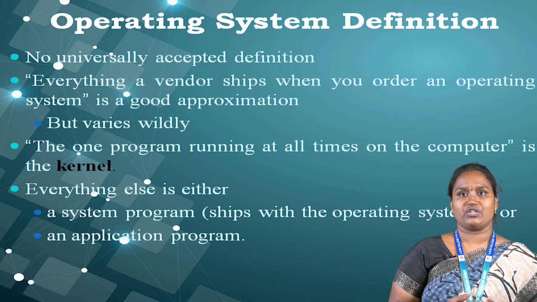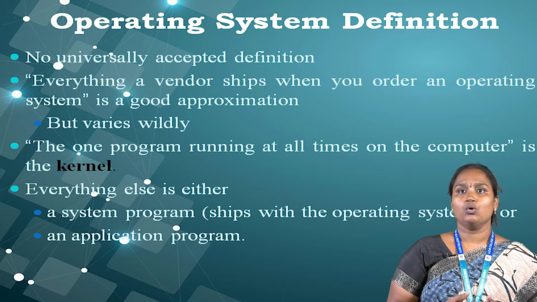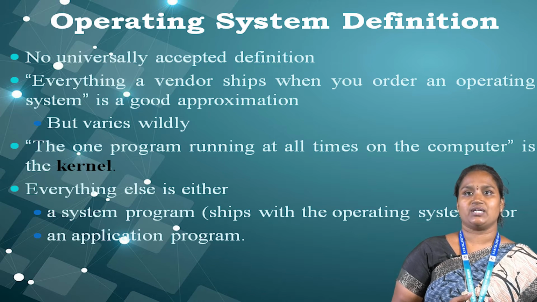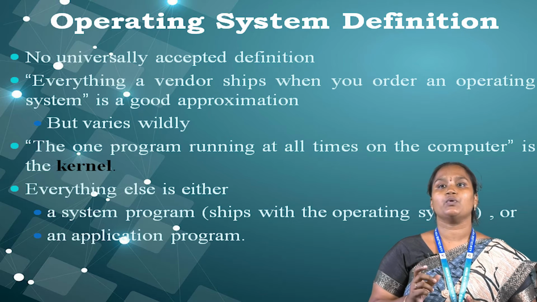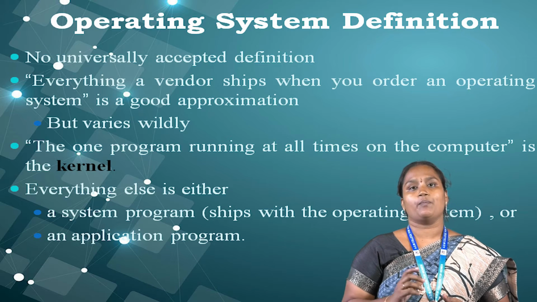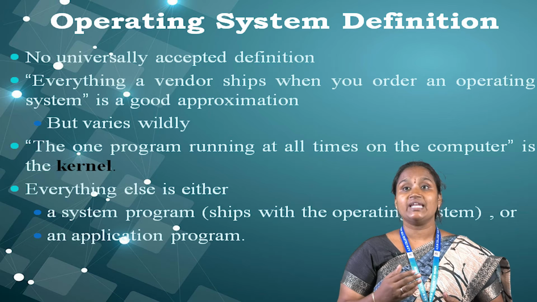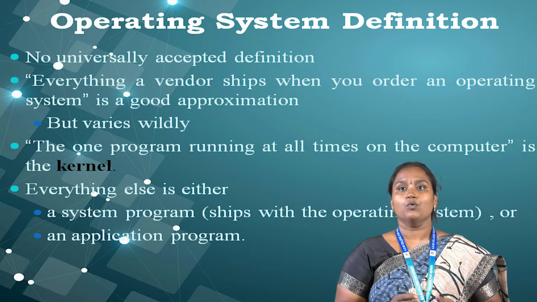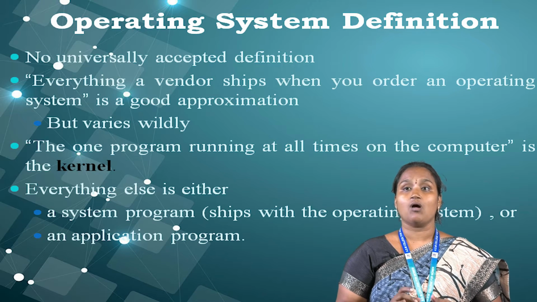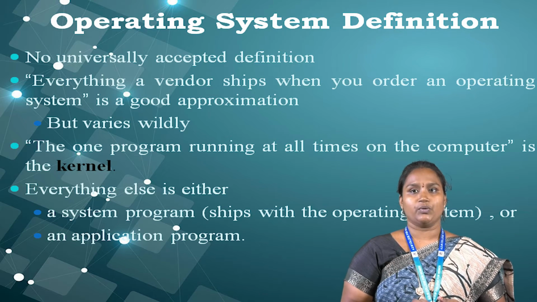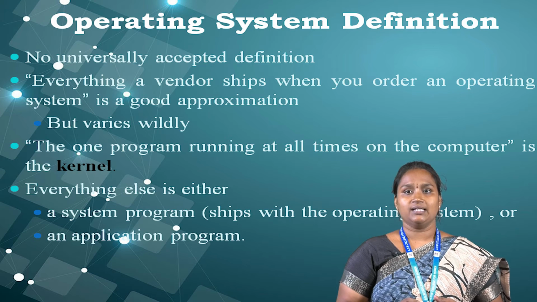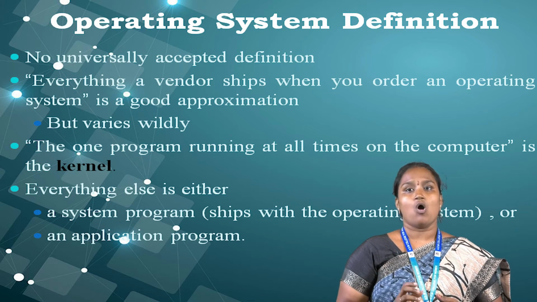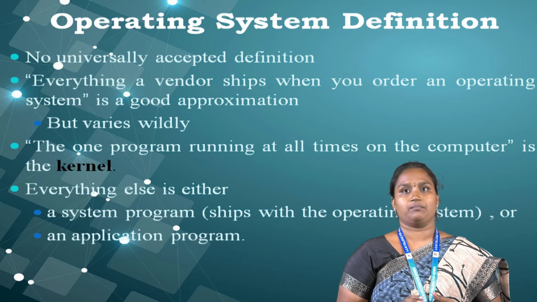Operating system definitions, continuation. No universally accepted definition. Everything a vendor ships when you order a computer system is a good approximation, but it varies widely. The one program running at all times on the computer is the kernel. Everything else is either a system program or an application program.